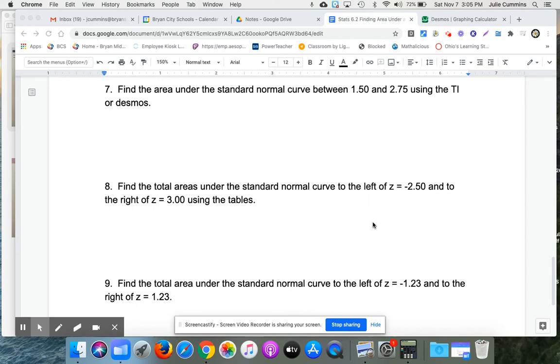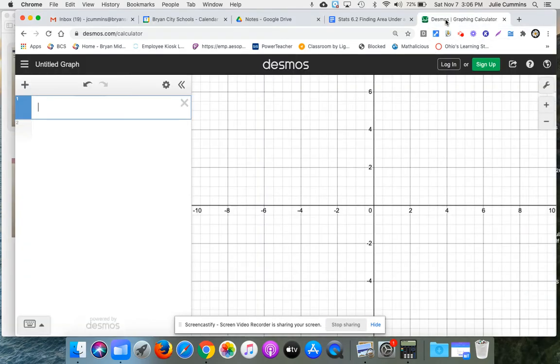Before we move on past number 7, I do want to show you how to do this on Desmos because it does something kind of neat. So if we want to find the area under the standard normal curve between 1.5 and 2.75 using Desmos, let me just show you how to do that.